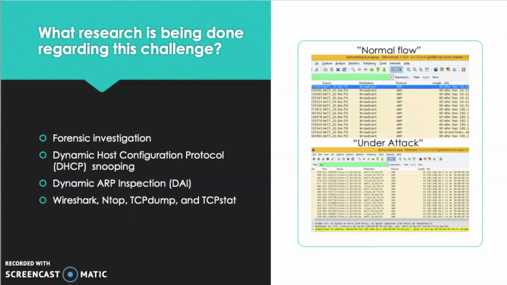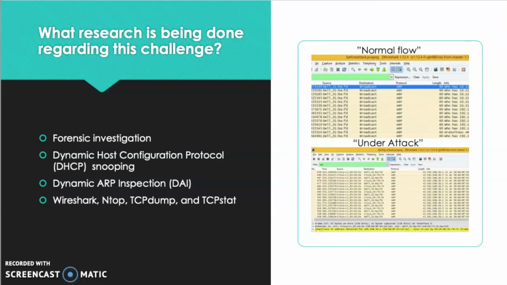So with these 2 different security measures in mind, the authors of the research paper went into depth of the differences between what a normal network flow looks like versus a network flow that is under attack, and how they solve this under attack network flow with their security measures. The authors used Wireshark, Tcpdump, and Tcpstat to prove the difference that these security measures made, and also to provide techniques that can be used in forensic investigations.